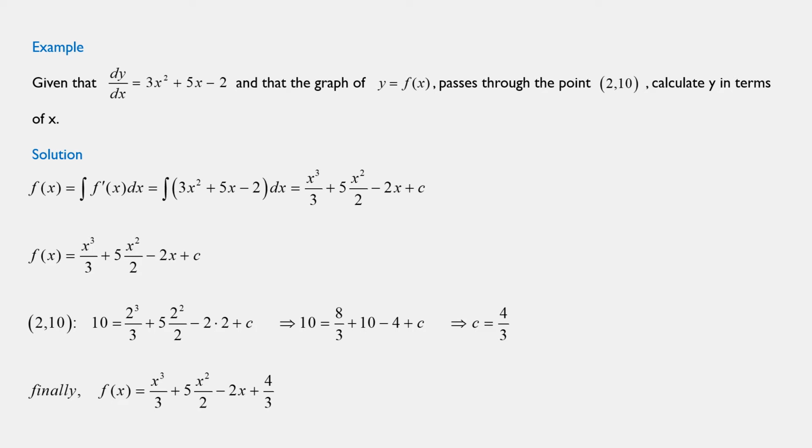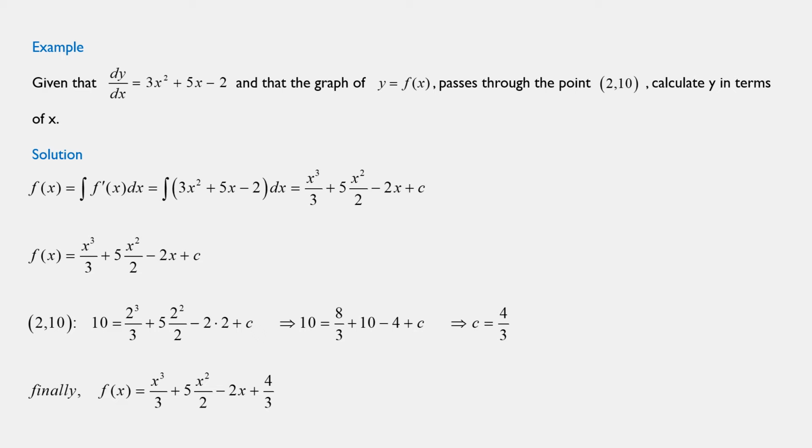We've said that we will now use the condition that is given. Here, we were told that the graph of y equals f of x passes through the point 2, 10. And what does that mean? We know that a point lies on a graph when the coordinates of that point satisfy the equation of the corresponding function. So, in more simple words, if x equals 2, y equals 10, or f of 2 equals 10.